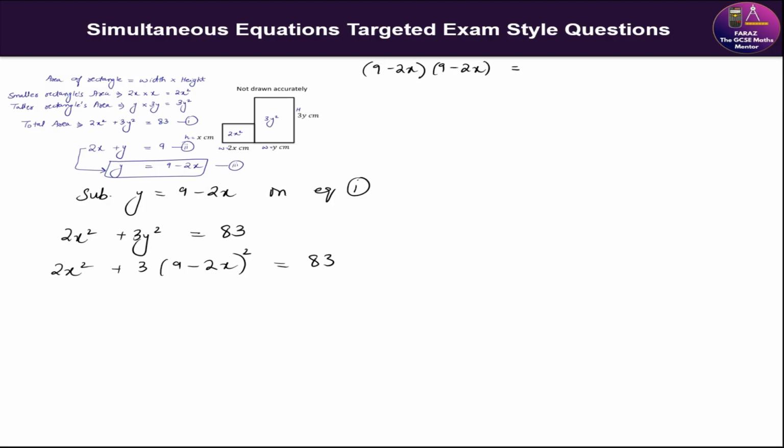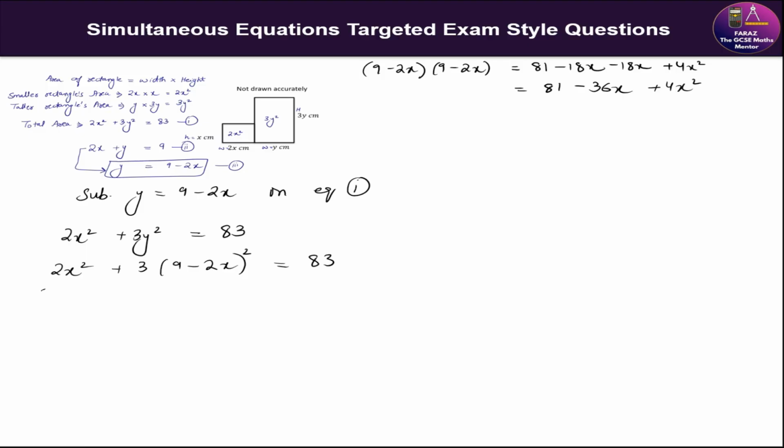So what will it give us? 9 into 9 is 81. 9 into minus 2x is minus 18x. Minus 2x into 9 is again minus 18x. And minus 2x into minus 2x is plus 4x squared. Solving it further, 81 minus 18x minus 18x is minus 36x, and plus 4x squared.